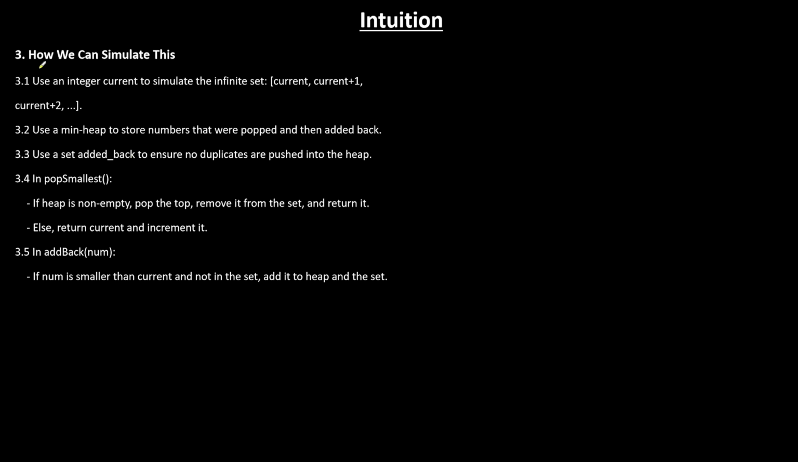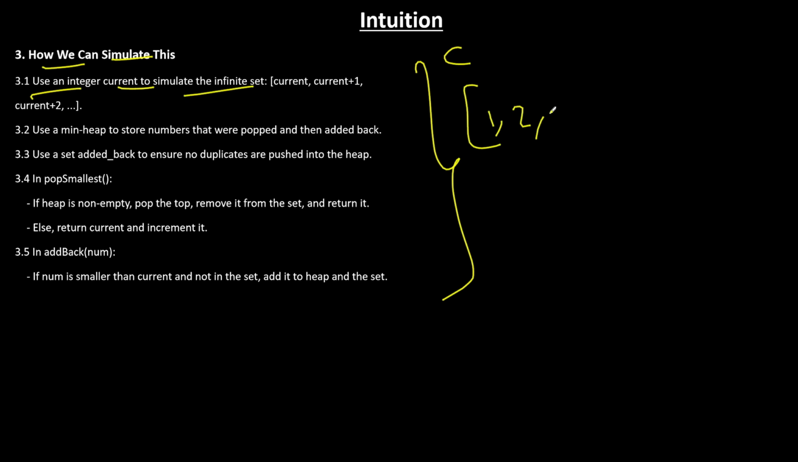So how can we simulate this? Now this is the thing. I will just read out the statements because it's pretty easy now. Use an integer current to simulate the infinite set, because current is this set. Suppose current starts with 1, then it becomes 2, it becomes 3. This runs until the operations are done. So this creates our infinite set.